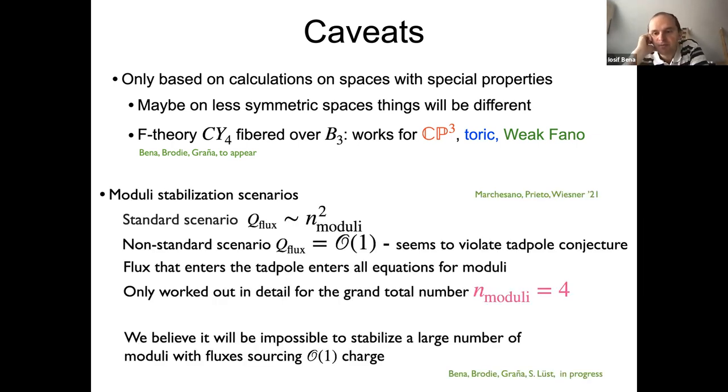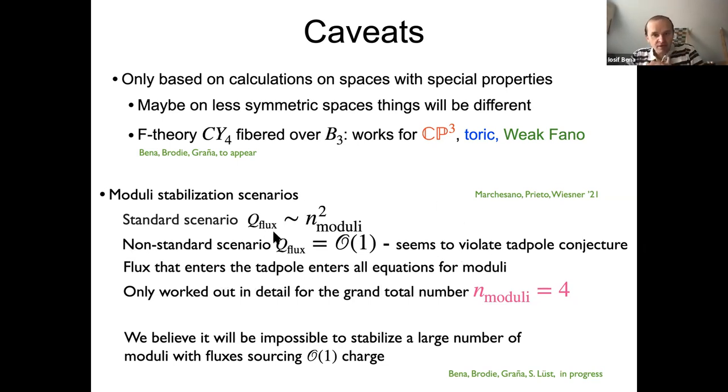There are also some scenarios which appeared recently by Marchesano, Prieto, and Wiesner, in which they have stabilization scenarios at large complex structure moduli. They have two scenarios in this paper. They have the standard one, where the Q in the flux goes like the number of moduli squared, which is what you expect, and that's supposed to be the generic type. But there's a non-standard scenario where the Q in the flux goes like one over the number of moduli, which seems to violate the tadpole conjecture. And again, there's some flux which enters in the tadpole, and it also appears in the moduli.